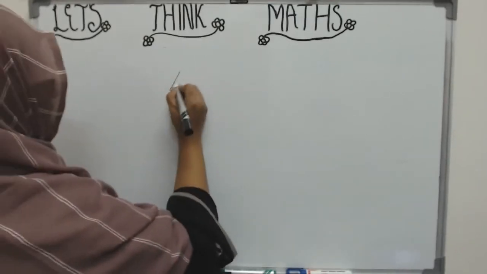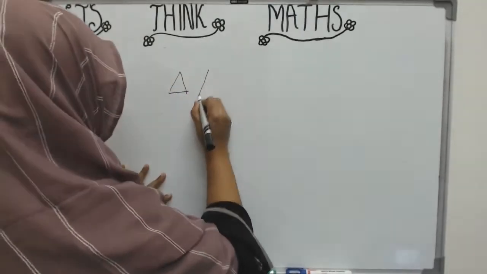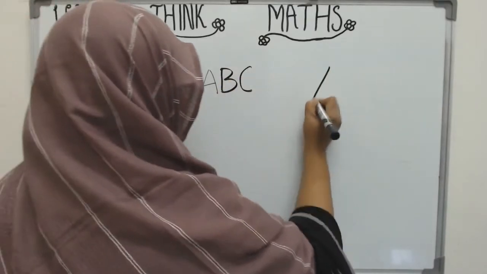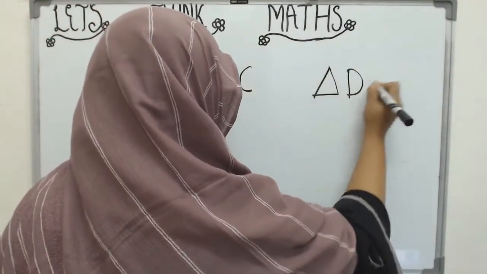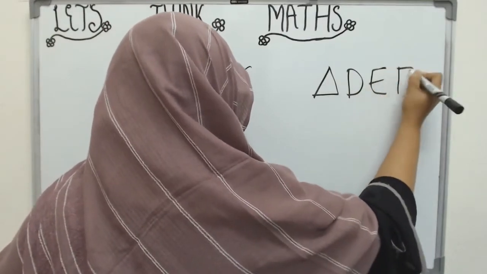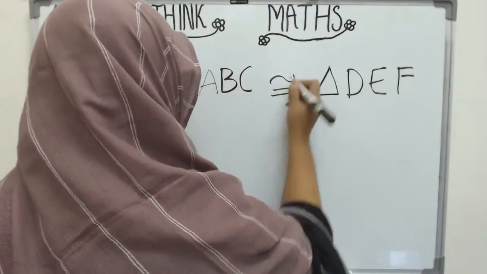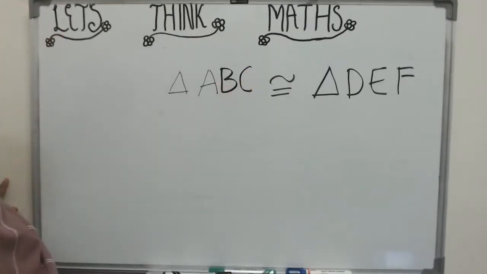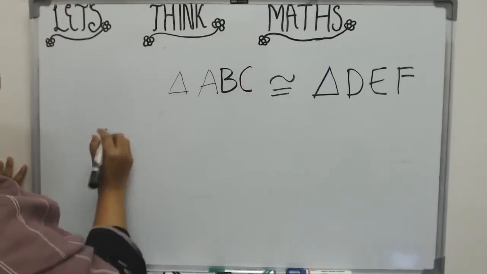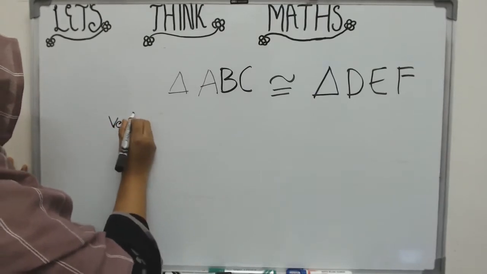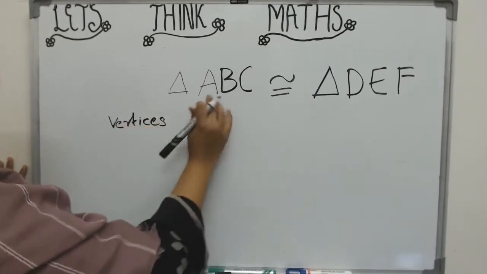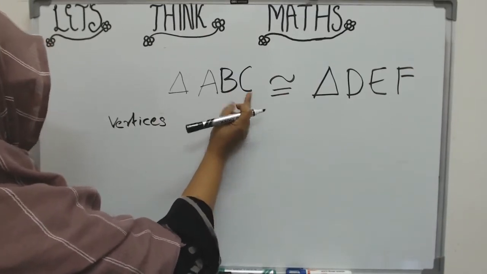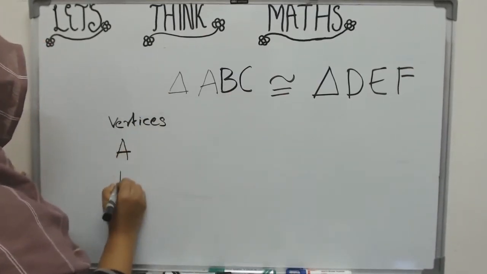Now let us see what makes 2 triangles ABC and DEF congruent to each other. So before that, tell me how many elements are there in a triangle. How many vertices does it have? 3 vertices. A is a vertex, B is a vertex, and C is a vertex, right?